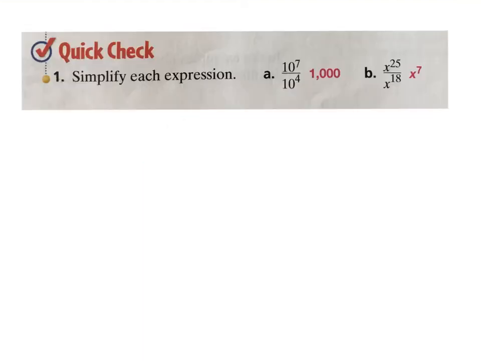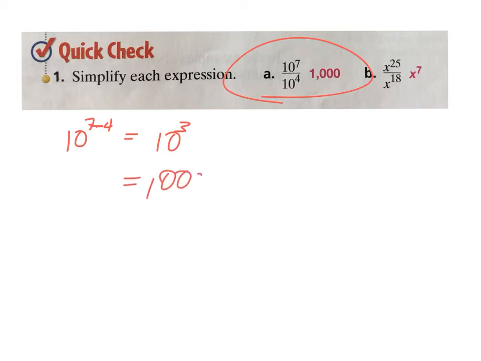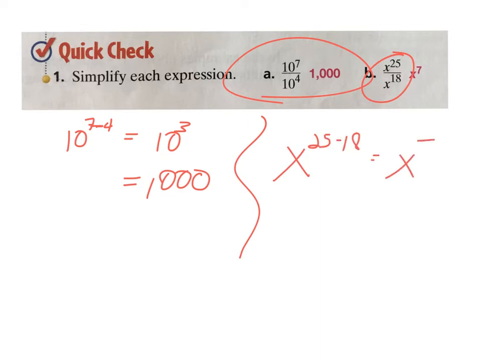So simplify the expression: 10 to the 7th divided by 10 to the 4th, that's 10 to the 7 minus 4, which is 10 cubed, which we all know is 10 times 10 times 10, which is 1,000. And over here we have x to the 25th divided by x to the 18th. That's x to the 25 minus 18, which is just x to the 7th.